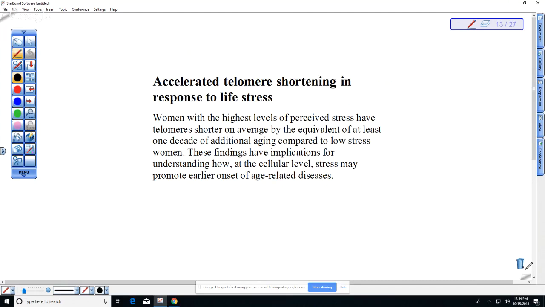Are there any questions about telomeres or telomere length? We're going to talk about cancer in a minute, and one of the things about cancer cells is that they turn that telomerase gene back on, and they do not age. So cancer cells can become immortal.